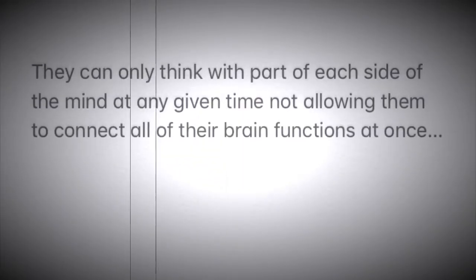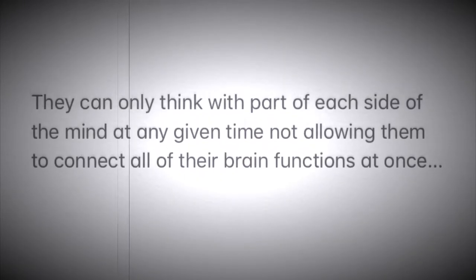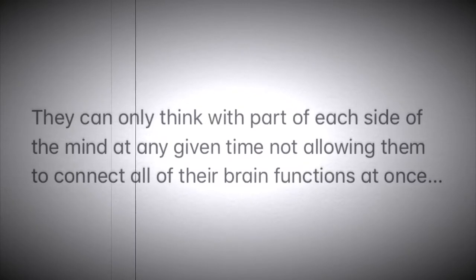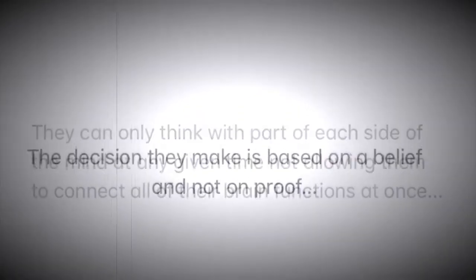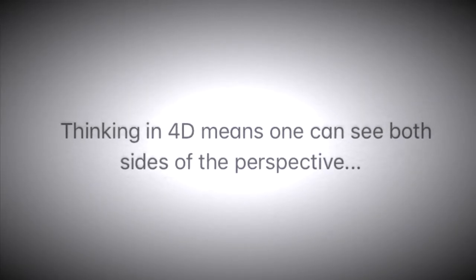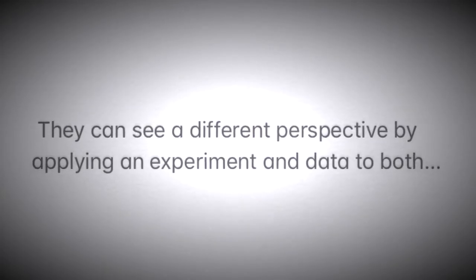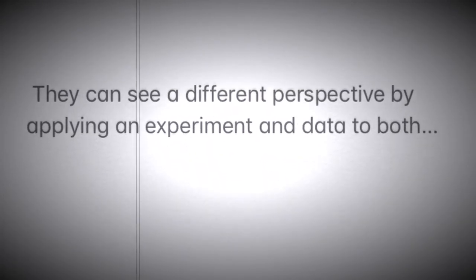They can only think with part of each side of the mind at any given time, not allowing them to connect all of their brain functions at once. The decision they make is based on a belief and not on proof. Thinking in 4D means one can see both sides of the perspective. They can see a different perspective by applying an experiment and data to both.